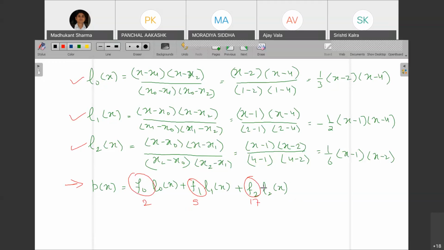So you can write the Lagrange form of the interpolating polynomial, and this is equal to, if I fit the data, 2 by 3 times x minus 2 into x minus 4, plus, this is minus because minus 1 by 2 is there in L1, so minus 5 by 2 times x minus 1 into x minus 4, plus 17 by 6 times x minus 1 into x minus 2.